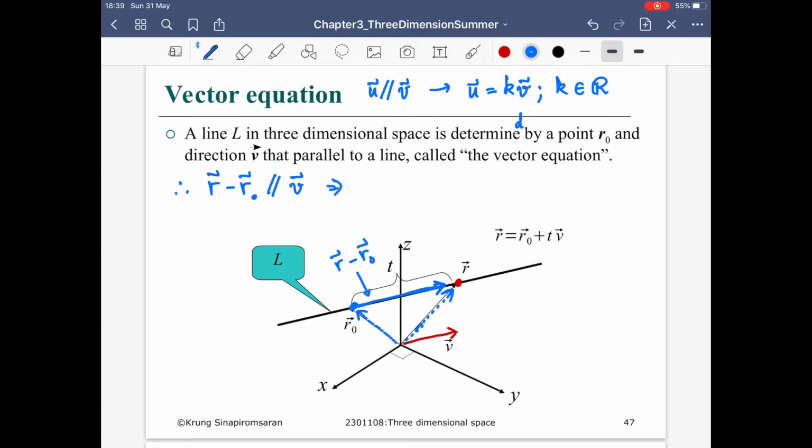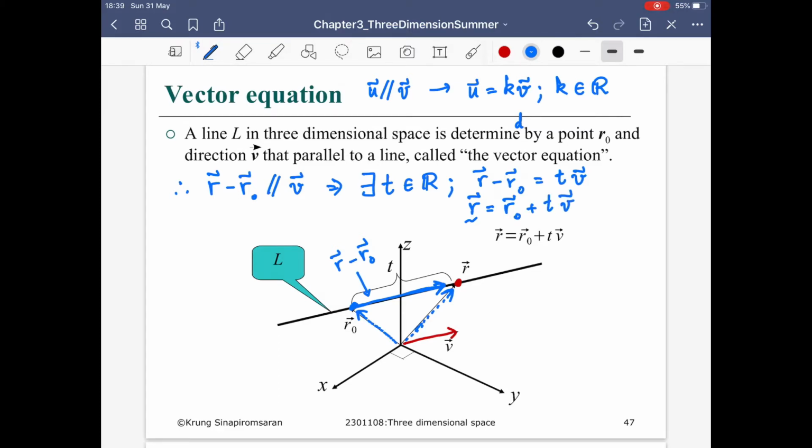So it means that there is a constant t. We are going to use t instead of k, such that r minus r0 equals tv. Okay, so this means that in terms of equation, r, an arbitrary point on the straight line, will be equal to r0 plus tv.